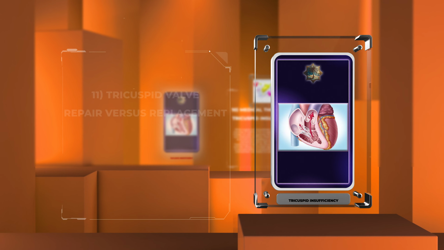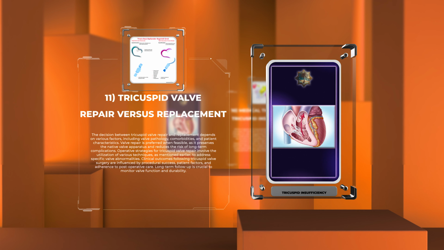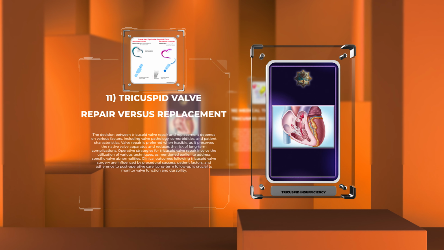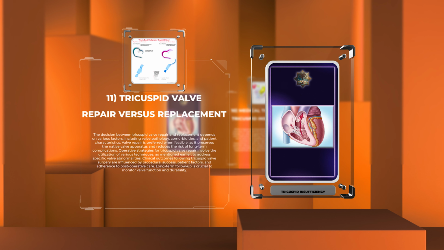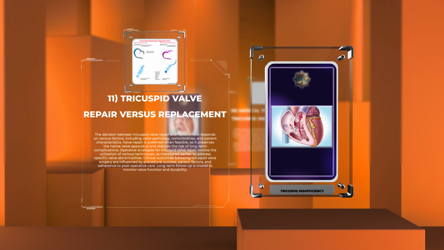The decision between tricuspid valve repair and replacement depends on various factors, including valve pathology, comorbidities, and patient characteristics. Valve repair is preferred when feasible, as it preserves the native valve apparatus and reduces the risk of long-term complications. Operative strategies for tricuspid valve repair involve the utilization of various techniques, as mentioned earlier, to address specific valve abnormalities. Clinical outcomes following tricuspid valve surgery are influenced by procedural success, patient factors, and adherence to postoperative care. Long-term follow-up is crucial to monitor valve function and durability.